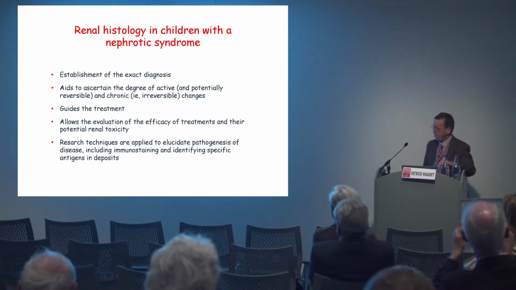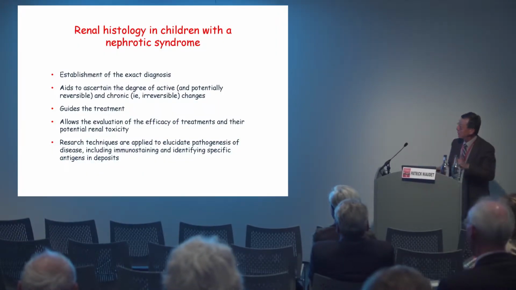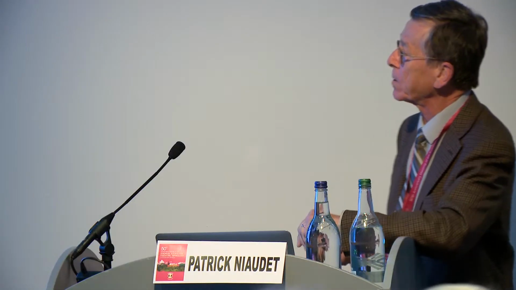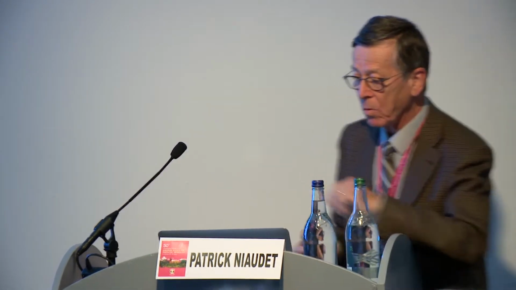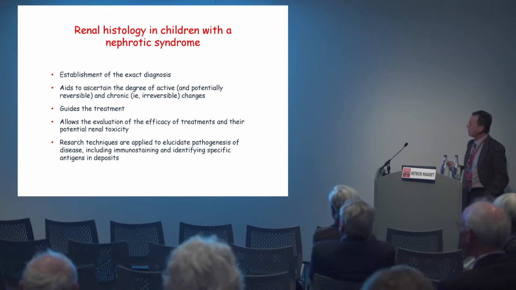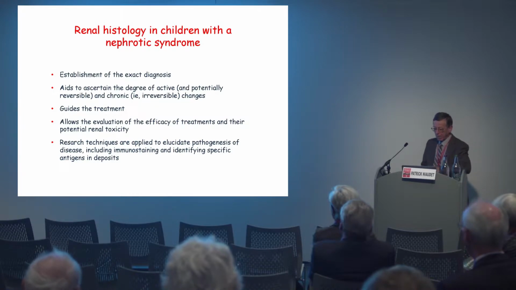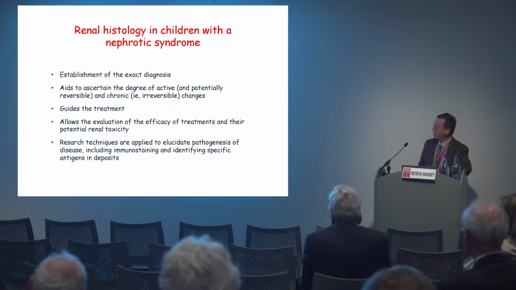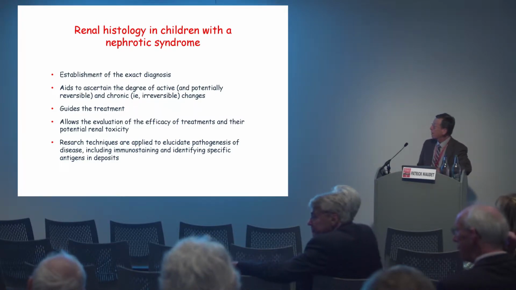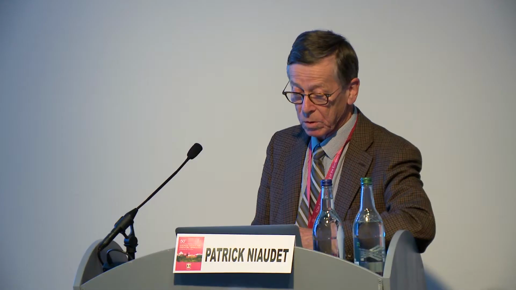What is the role of renal histology in children who develop nephrotic syndrome? First, for the establishment of the exact diagnosis, the cause of the nephrotic syndrome, it aids to a certain degree of active and potentially irreversible lesions or chronic irreversible changes. Renal histology guides the treatment.